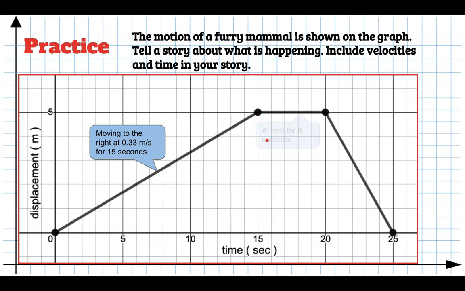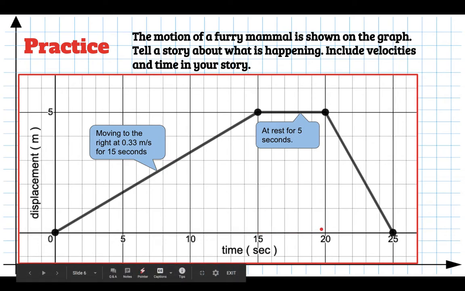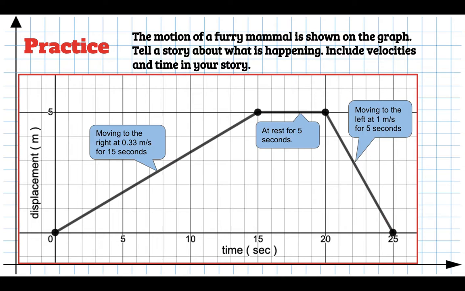During this section right here, the object is at rest. And that lasts for 5 seconds. We can tell that because of the domain here from 15 to 20. And during the last section here, the object has a negative slope, so the velocity is negative. It's moving to the left. And it does that at about 1 meter per second. The slope is -1. So negative meaning to the left, 1 being the magnitude, the speed at 1 meter per second. And that happens for 5 seconds.